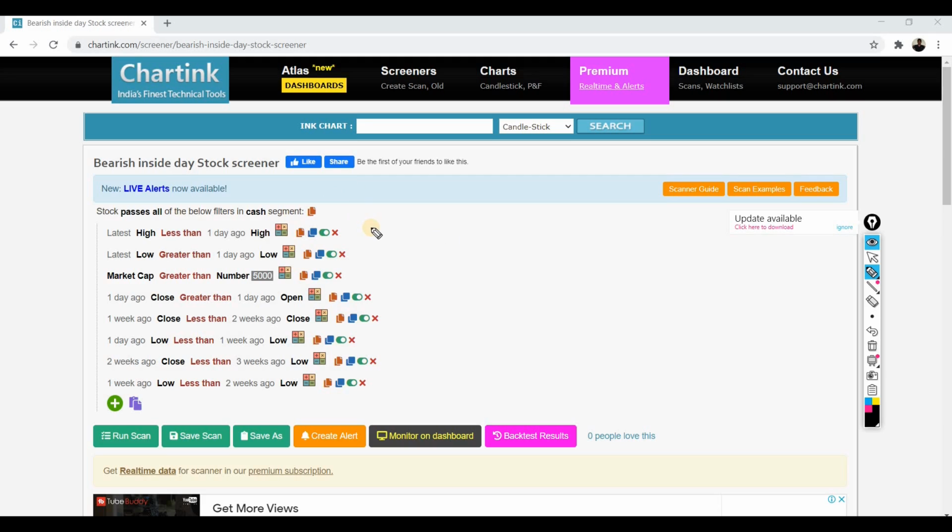Now I will explain the filters one by one. So what does this mean? Latest high less than, let me remove it and show it. This one, latest high less than 1 day ago. This is the 1 day ago candle, and latest high less than 1 day ago high. Latest low greater than 1 day ago low. So we will get this inside candle.